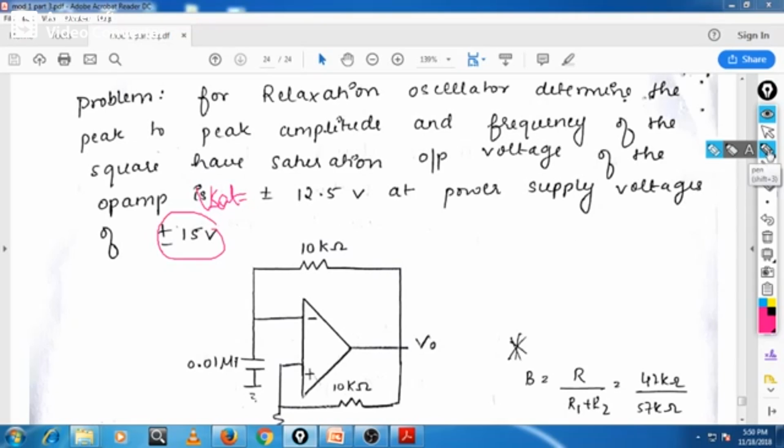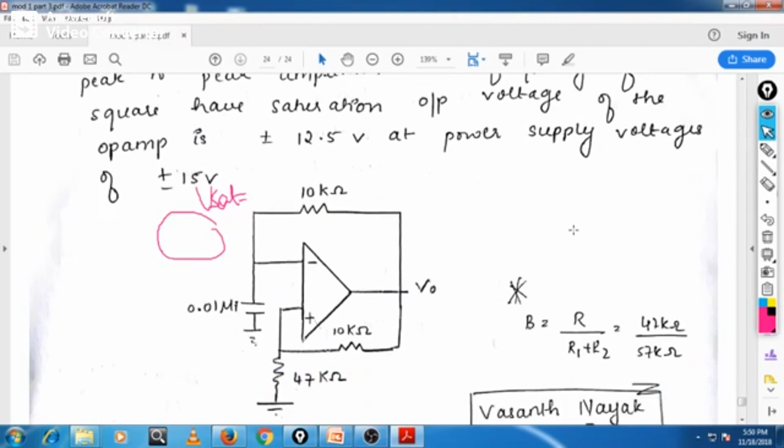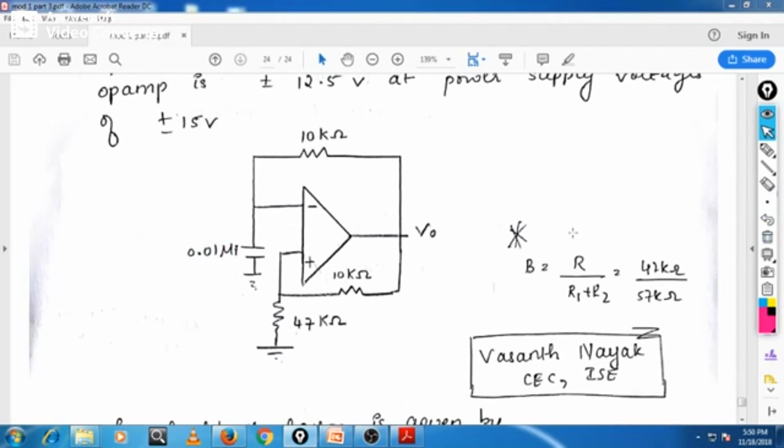So how do we find the frequency of the square wave? Here you can see the feedback resistor is around 10 kilo ohm, and this is our capacitor, and these are the resistors. So first we have to find B. We know the formula. B is equal to R2 divided by R1 plus R2, where R is 47 kilo ohm, and R1 plus R2 is 57. So we have to find the value of B.